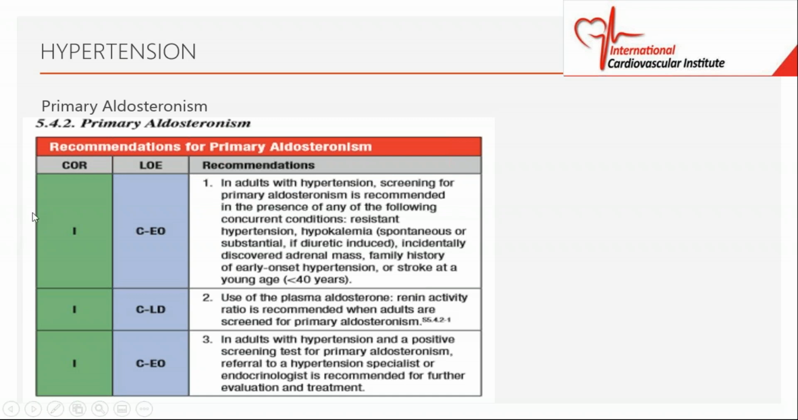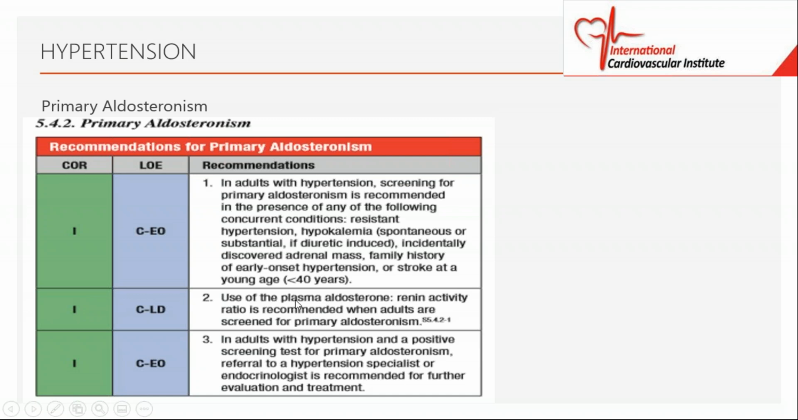The evaluation of these patients is class of recommendation class 1. So if someone has resistant hypertension, hypokalemia, or an early family history of hypertension and stroke, you have to work them up for primary aldosteronism. It's a class 1 indication, level of evidence C.